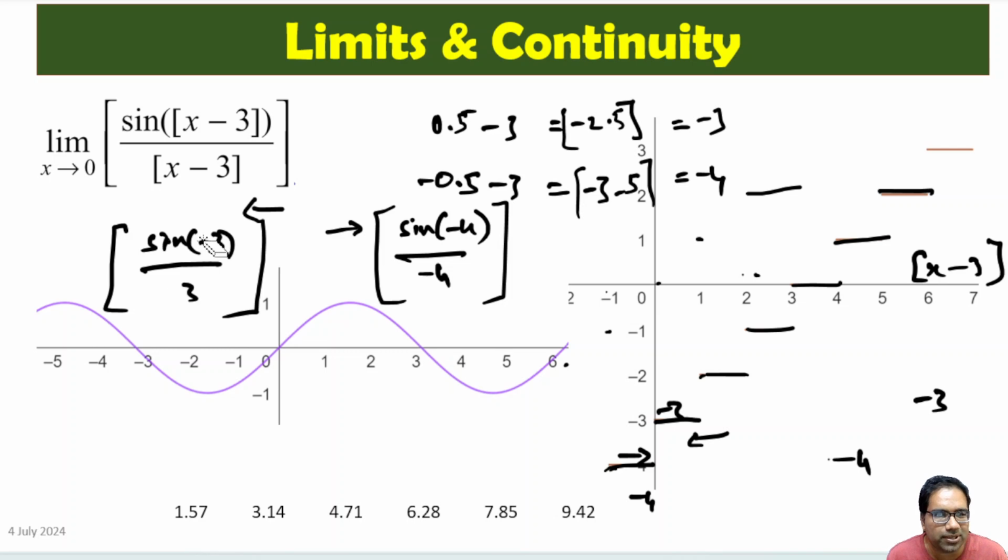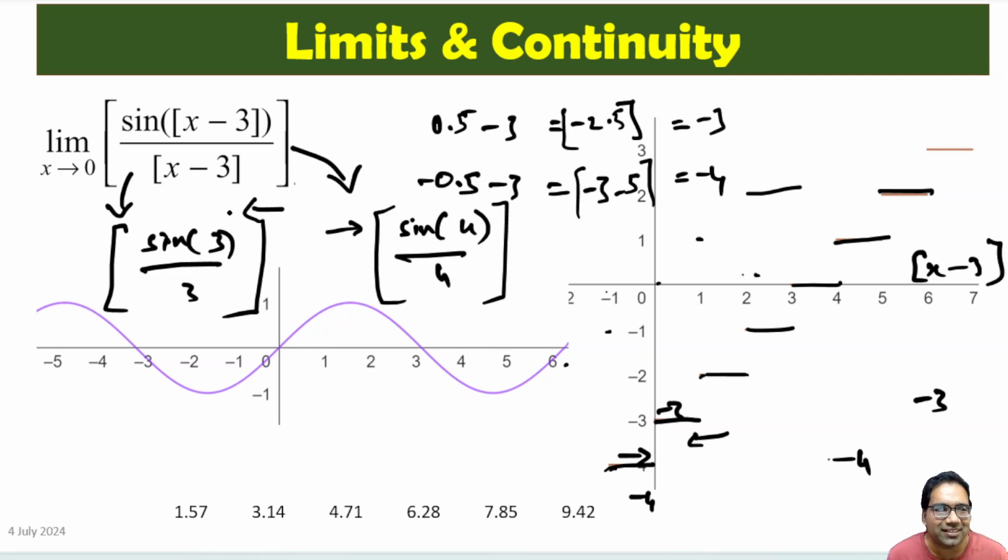So this minus and this minus will get cancelled. Similarly, sine of minus theta is minus sine theta, so this minus and this minus will get cancelled. Basically, when it is tending from the right hand side, it is sine 3 by 3. When x is approaching 0 from the left hand side, this equation is this. When it is approaching from the right hand side, this equation is this.